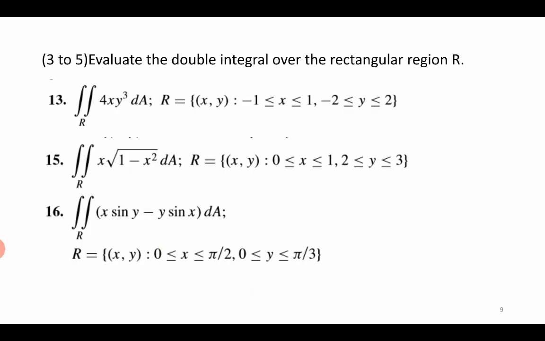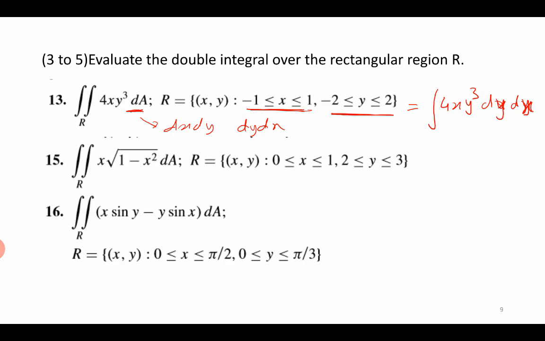Problem number 13. See, dA can be written as either dx dy or dy dx as you like, but the limit of x is given here from negative 1 to positive 1. The limit of y is from negative 2 to positive 2. So the order is important. You can choose the order. I am choosing it here. Integration 4xy cube dx dy. You can write dy dx, no issue, whatever method you like.